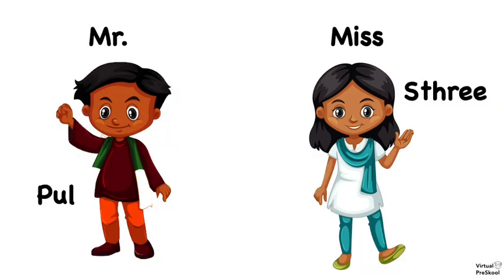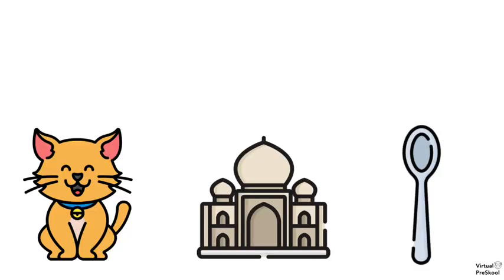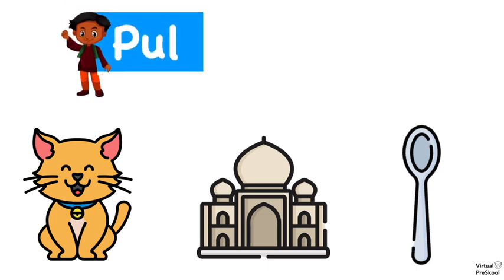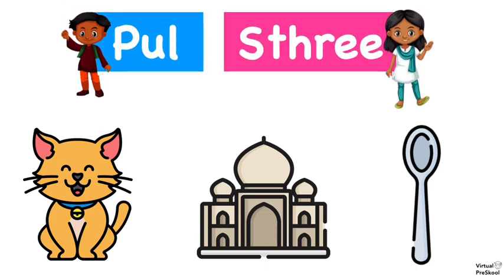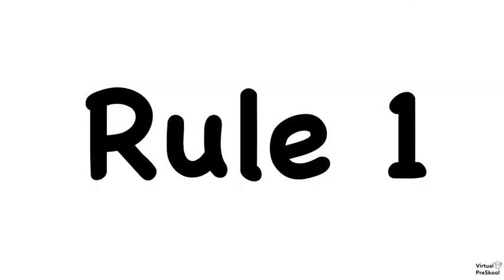When we're talking about people, for the most part, it's easy to decide who goes into the pull category and who goes into the stri category. But what about when we're talking about animals or places or things? Then how do we know if it's pull or if it's stri? Well, there are a few rules that help us.